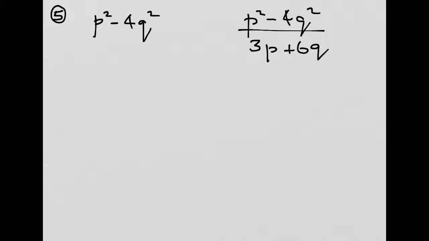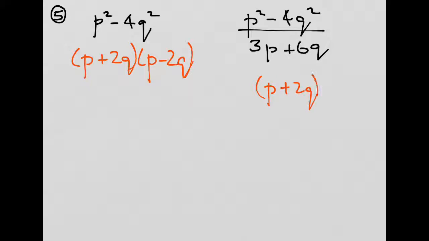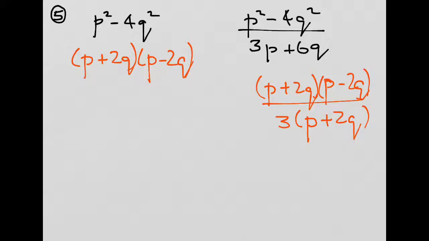Question 5, factorise. Well, this is a difference of squares, so that's p add 2q, p minus 2q. And then for the second part of the question, put those factors back on the top, so p add 2q, p minus 2q. Factorise the bottom as 3 bracket p plus 2q. Now we can cancel the p plus 2q on the top and the p plus 2q on the bottom, which leaves us with p minus 2q on the top and 3 on the bottom.